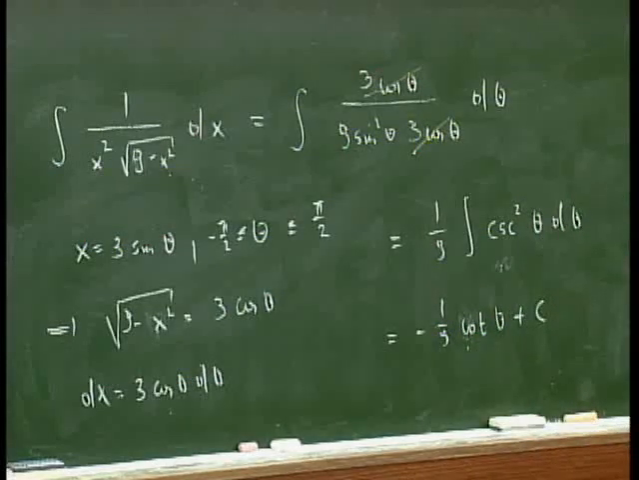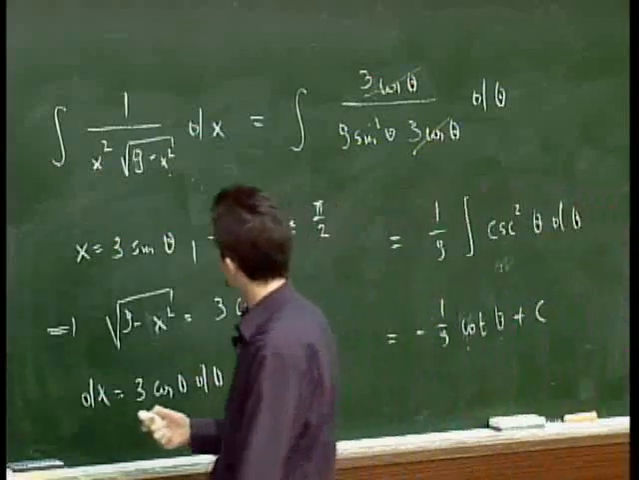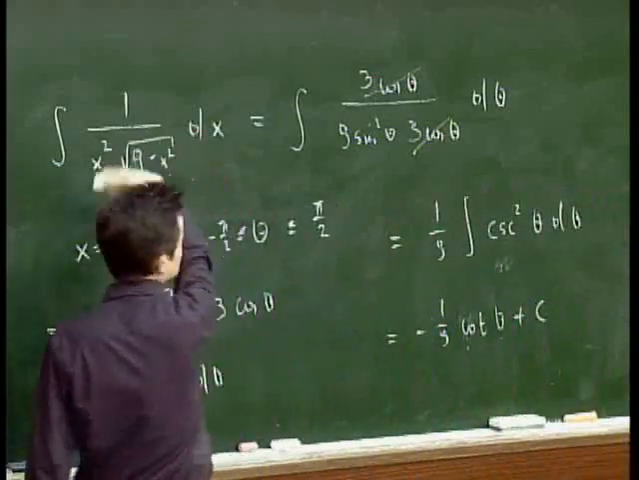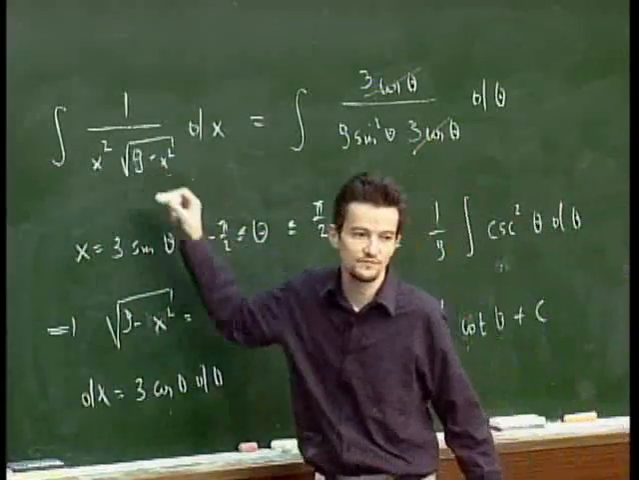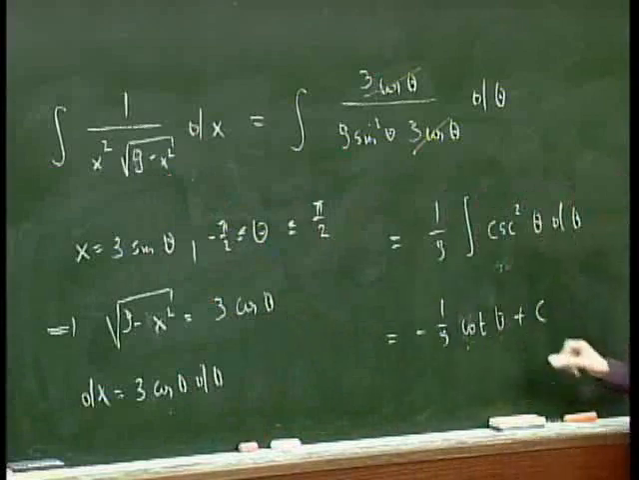Now what remains is to rewrite this back in terms of x, because our original integral is in terms of x. Here the answer is in terms of theta. We do not have a definite integral, we have an indefinite integral, so we want to rewrite this back in terms of x.